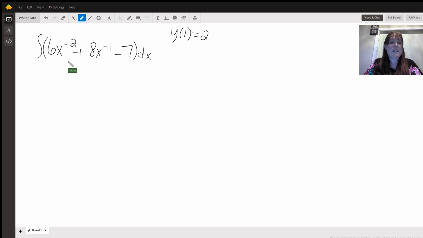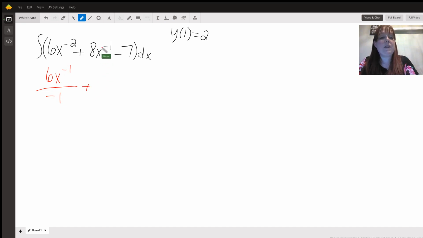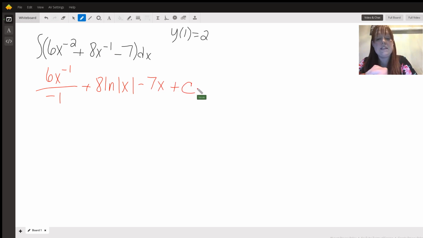So the first thing we need to do is anti-differentiate this. So we need to use our integral rules. So we have 6x. Now remember, we add 1 to the exponent. So that's going to be negative 1 divided by negative 1. Plus, now remember the antiderivative of x to the negative 1, if I added 1 to that, I'd get x to the 0. That wouldn't work out. So I know this is one of those weird ones, that this is actually going to be ln of the absolute value of x, because the antiderivative of x to the negative 1 is ln of absolute value of x. And then this would be minus 7x plus c.